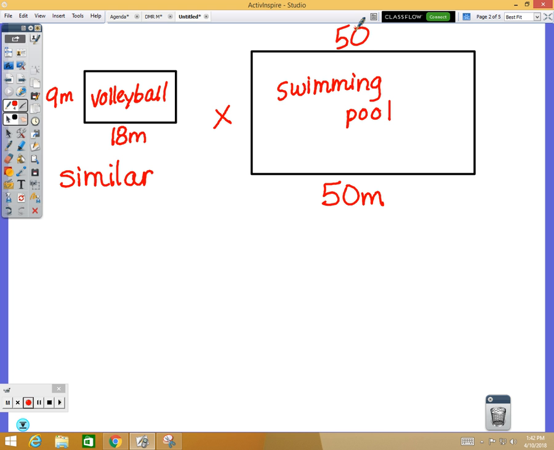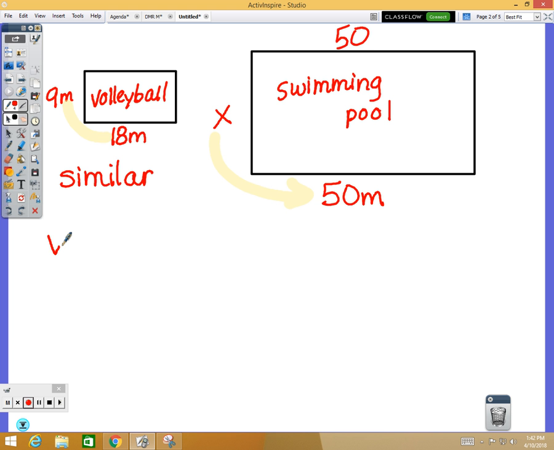Alright, so do we see that if I think about my 9 and my 18, this side is twice the length of this side. 9 times 2 is 18. Yeah? So we could think, what times 2 is 25, couldn't we? Yes. And what we're really doing here is we're using a proportion. Okay? And we've talked about solving proportions before.